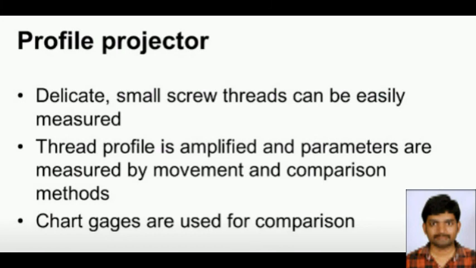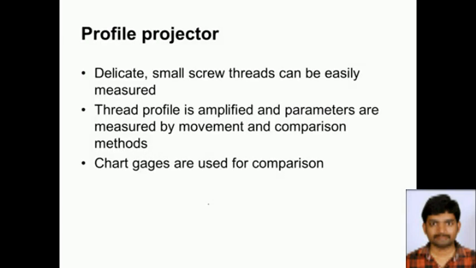In this, chart gauges are used for comparison purposes. Depending upon the type of screw thread, whether it is Whitworth thread, metric thread or Acme thread, you should select the appropriate chart gauge, and the chart gauge should be mounted on the screen. So this is the chart gauge, which will have two contour lines.